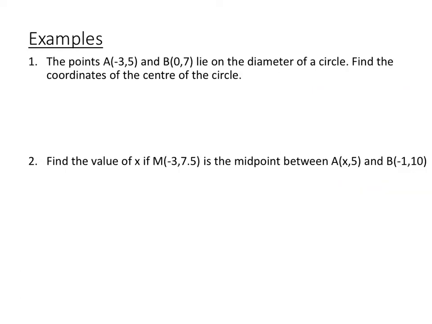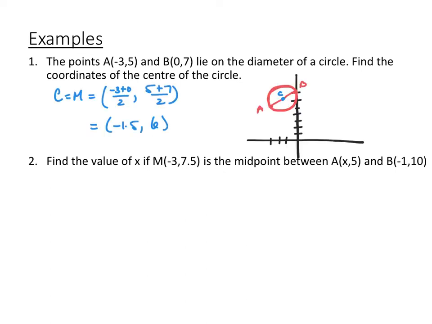So the points A, which is negative 3, 5, and B, which is 0, 7, lie on the diameter of a circle. Find the coordinates of the center of the circle. So go ahead and pause the video and try that. So here's my little picture of my circle here. We have A and B. So our center would lie right in the middle of our diameter. So that's the same thing as saying the midpoint of point AB. So I found the midpoint. I added negative 3 plus 0 divided by 2 and 5 plus 7 divided by 2. So you end up with negative 1.5, comma 6. So that's the center of the circle.